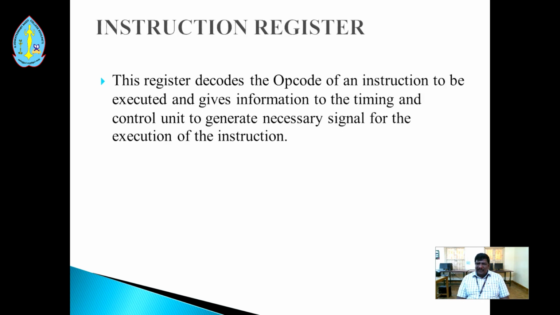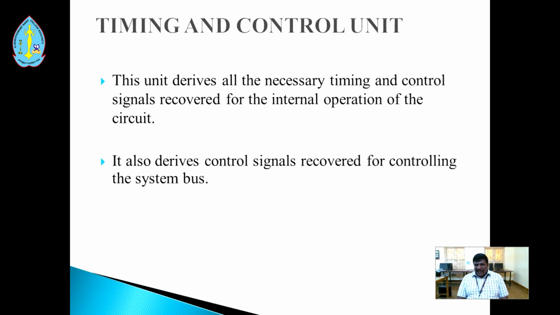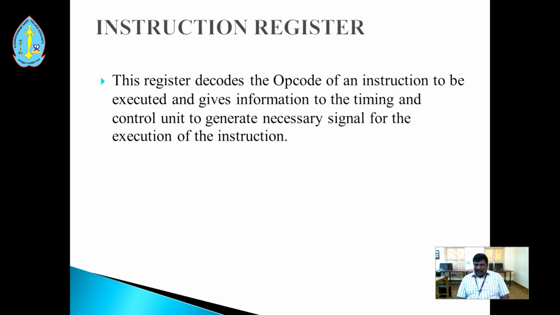Next is the instruction register. We need many instructions: move instruction, add, subtraction, division, multiplication, logical instruction, Boolean instruction, arithmetic instruction. The register decodes the opcode of an instruction. A particular instruction we give is converted to the opcode, and that information is given to the timing and control unit, which we have already seen. It also generates control signals for controlling the system bus. So the instruction register gives information to the timing and control unit to produce the necessary signals for the execution of the instruction. That is the use of the instruction register.